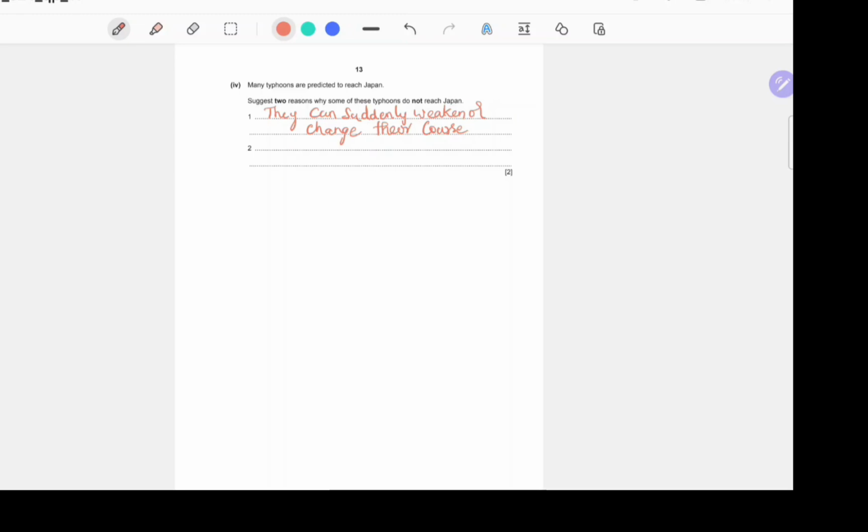Okay, and second point, if you want to write, the predictions may sometimes be incorrect. Okay, this can be written, but most of the time this won't happen. Predictions may sometimes be incorrect.